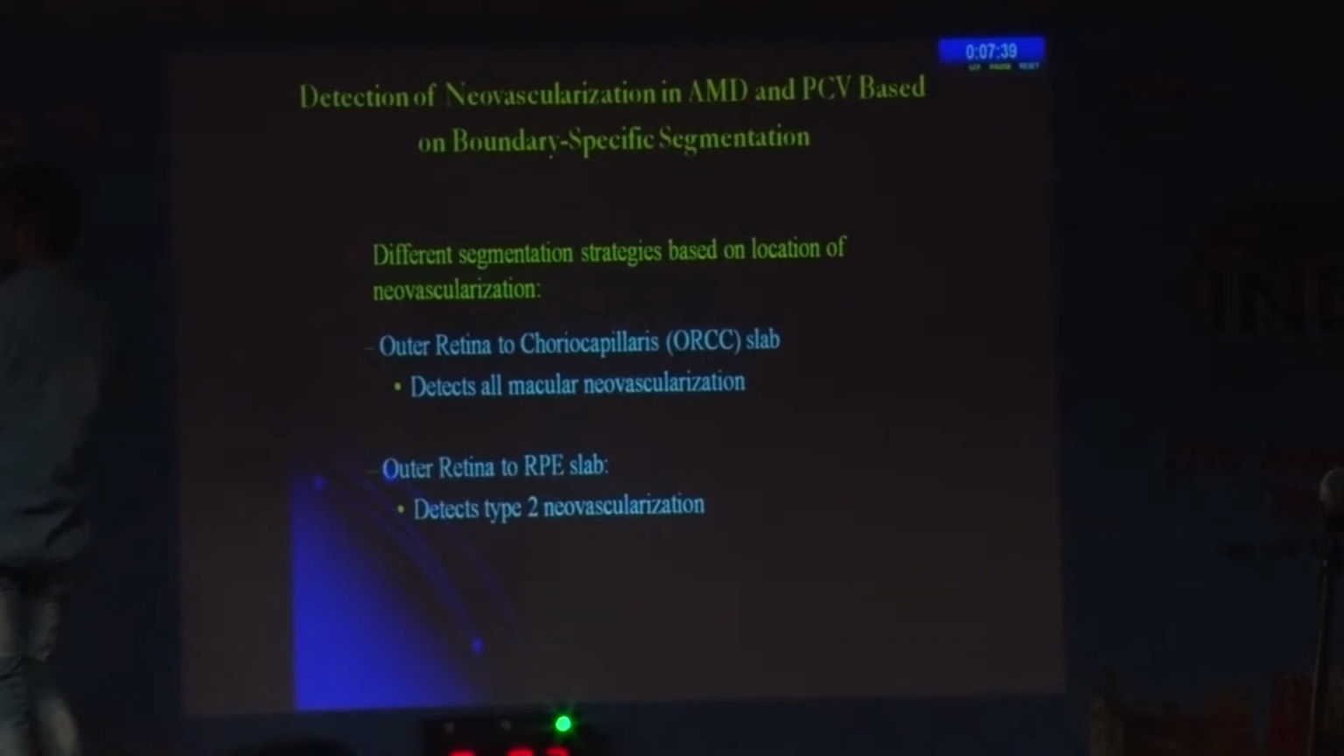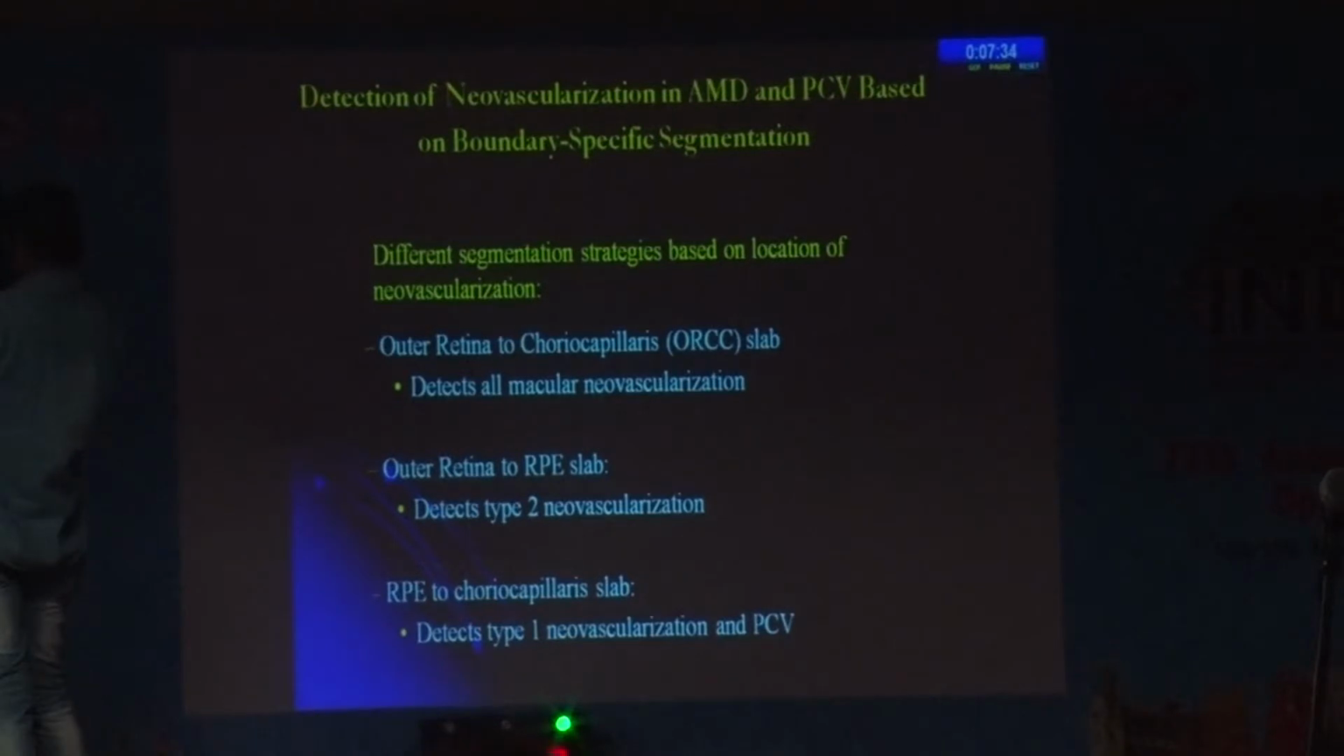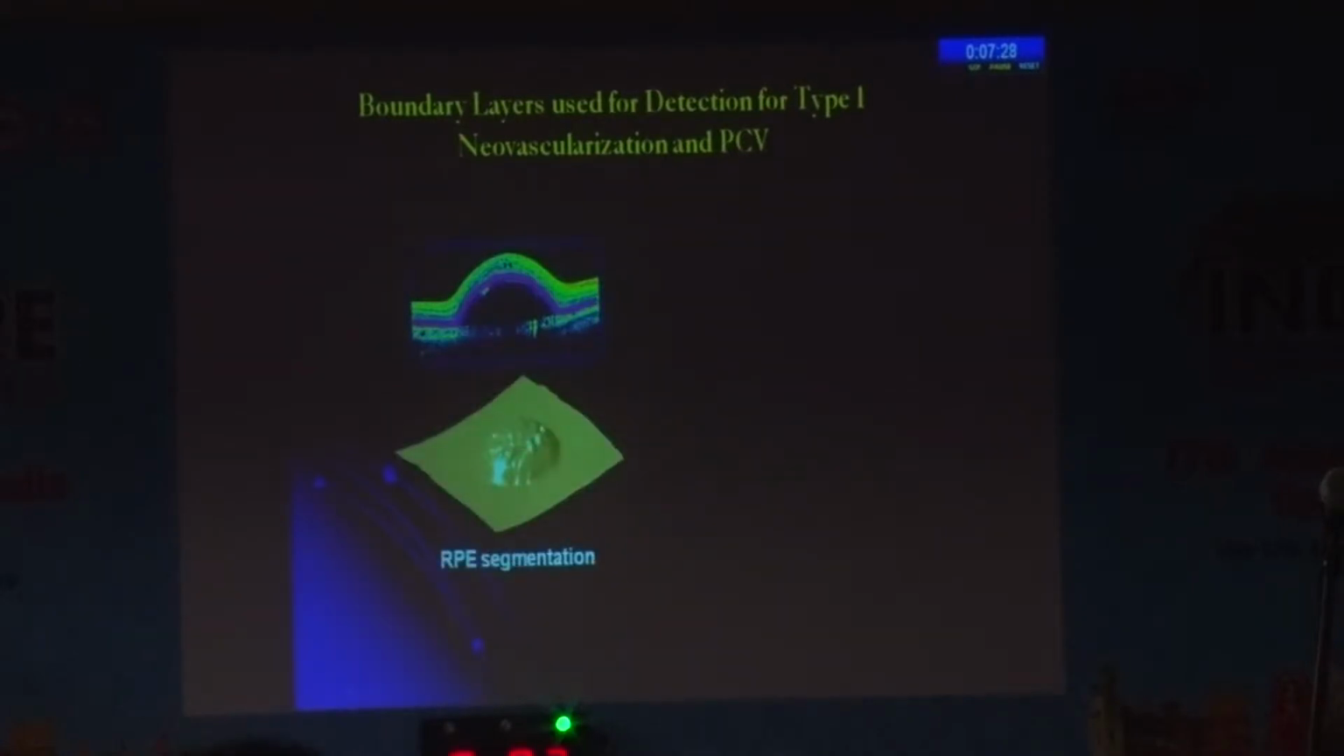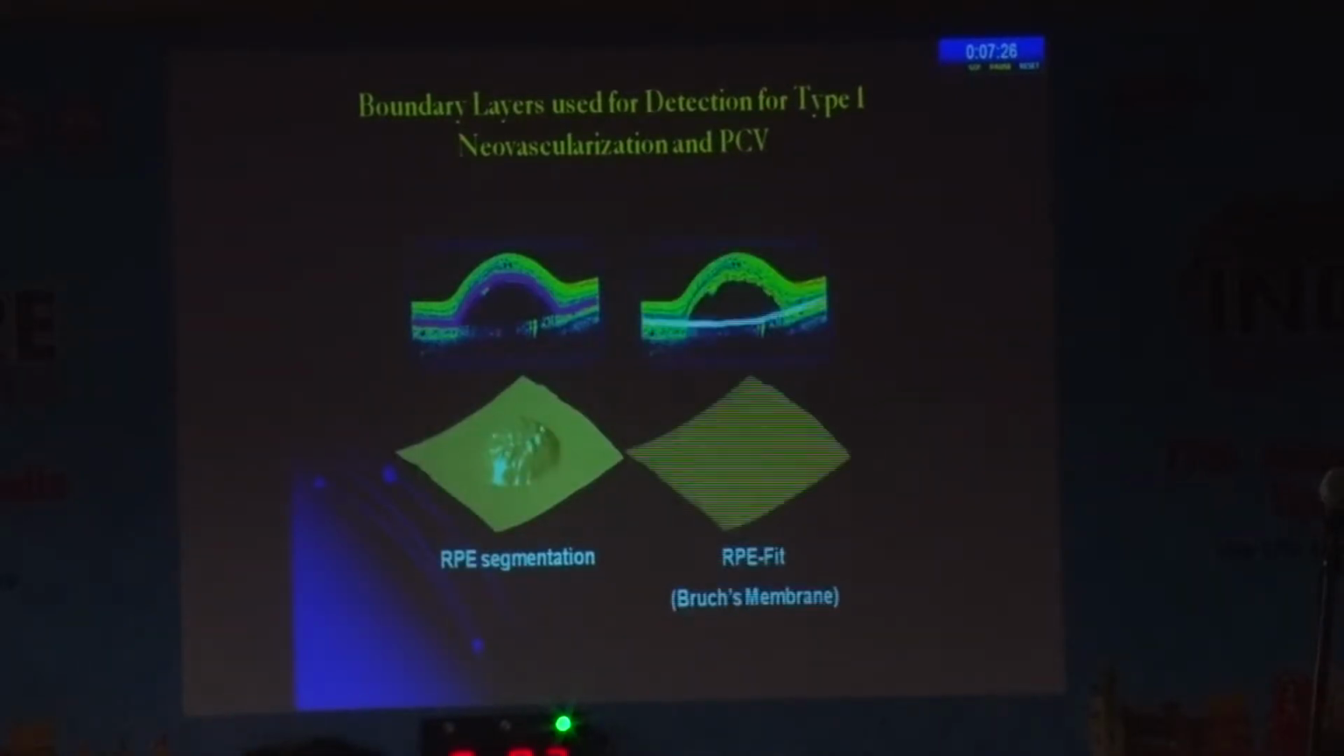Outer retina to RPE slab detects type 2 neovascularization, and RPE to choriocapillary slab detects type 1 neovascularization and helps distinguish this from PCV, as we'll see a little later. So this is the RPE segmentation line, and this is the RPE fit, or the Bruch's membrane.